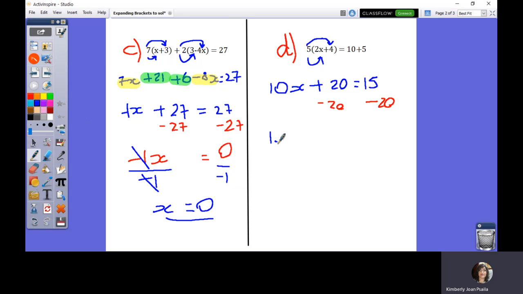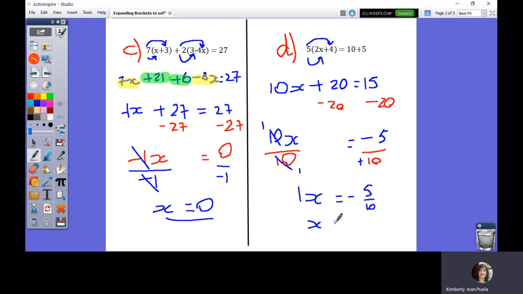So we are left with 10x. 20 minus 20 gives us 0. Now 15 subtracting 20 should give us minus 5. We have to get rid of this 10 by dividing by 10 on both sides. So this simplifies with this, that should give us 1. So 1x is equal to, now we have a negative 5 divided by a positive 10. We know that minus divided by plus gives us a minus.